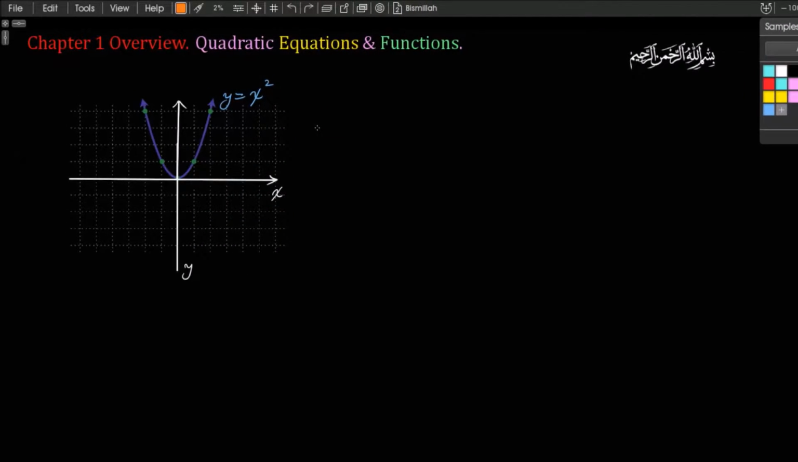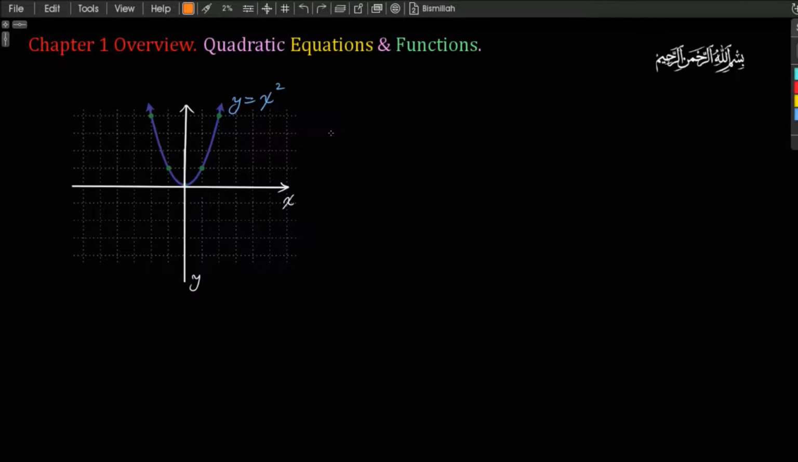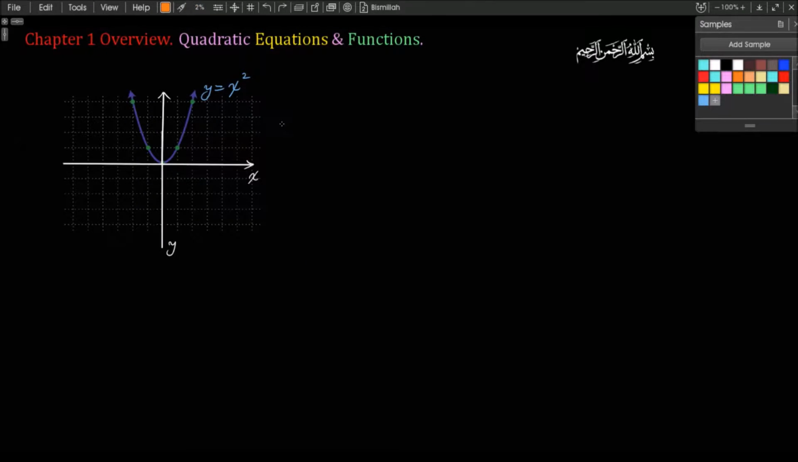Chapter 1 in Algebra 2 is all about quadratic equations and functions. Now, much of what we do in this chapter, in fact, is a review of Algebra 1 concepts. The graph that you see before you, as you probably know, is a parabola. And in fact, this particular parabola is no ordinary parabola. This is the graph of the most basic of all quadratic functions or parabolic functions.